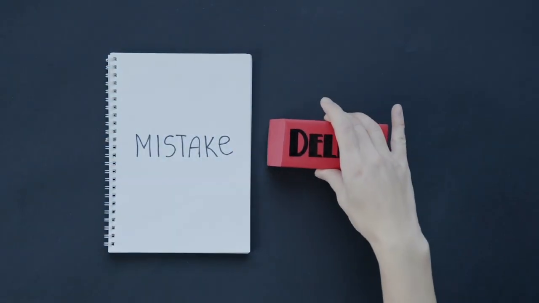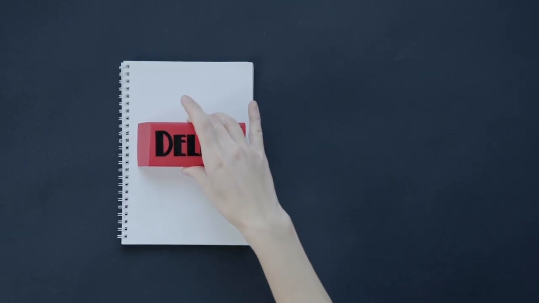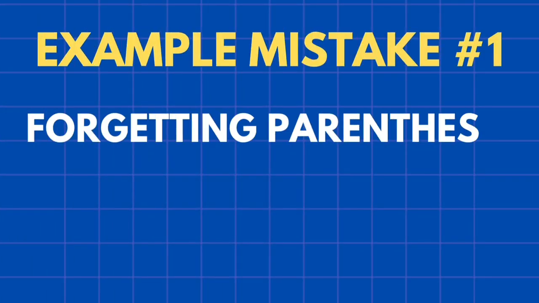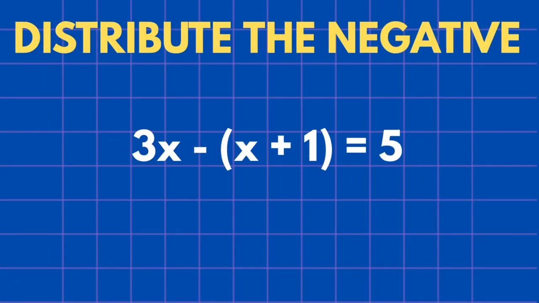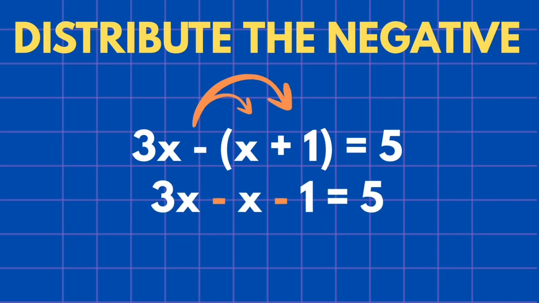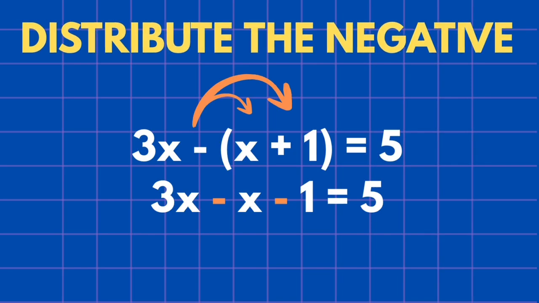Let's take a look at some common mistakes students make that can be avoided. The most common mistake is forgetting the parentheses when you substitute your equation and begin simplifying. If we take a look at our previous example, we can see that we had to distribute the negative into the parentheses. If we had forgotten to put the parentheses in this case, we would have ended up with 3x minus x plus 1 as opposed to minus 1, and our final answer would have been incorrect.